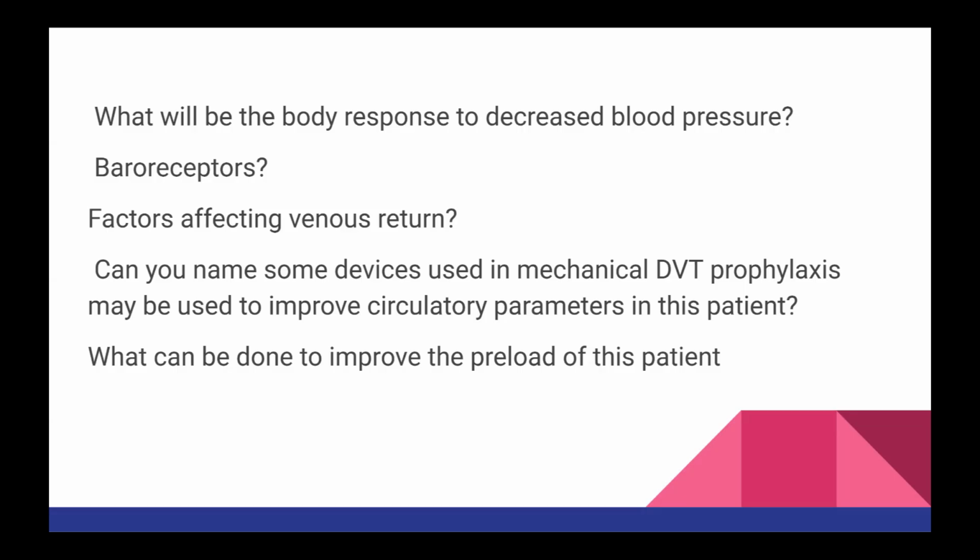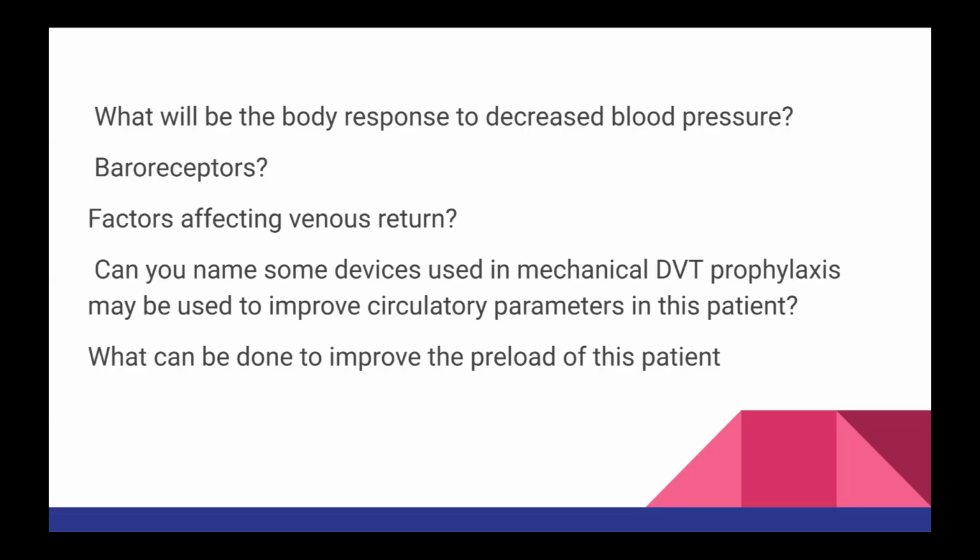Okay. So can you name some devices which are used for mechanical DVT prophylaxis to improve the circulatory parameters in this patient? We can use intermittent pneumatic compression devices and also TEDS. TEDS is a graded compression stocking.